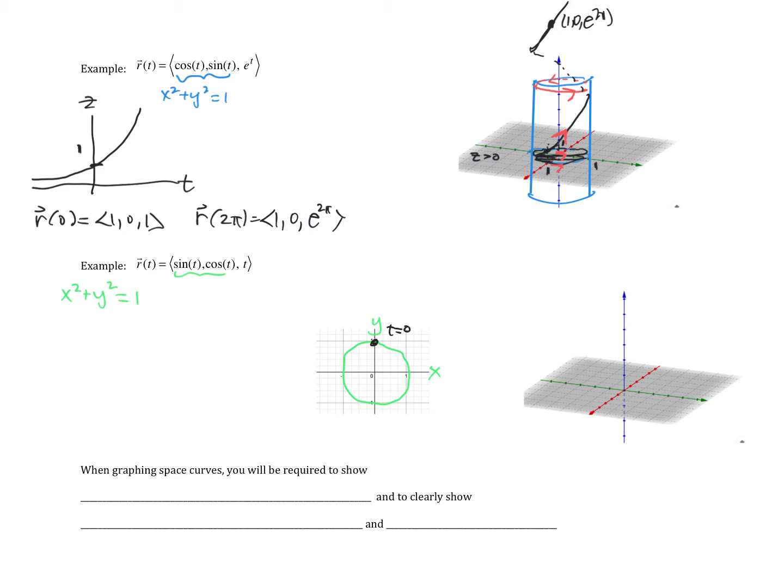And the question that I want to answer is, are we going to the right and down from here, or are we going to the left and down? So I want to know, am I going around to the right or am I going around to the left? As t increases from 0, are we going right or left? And so in order to figure that out, this time I'm going to look at x.